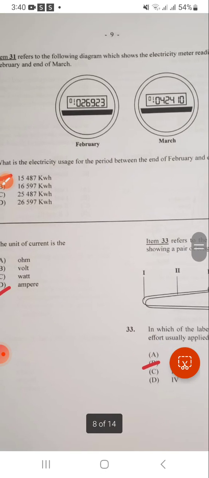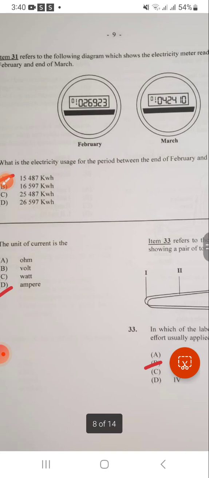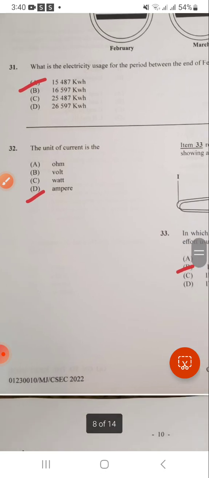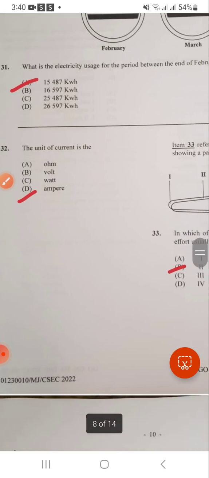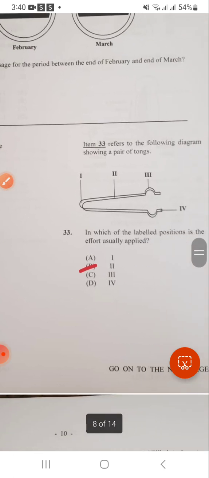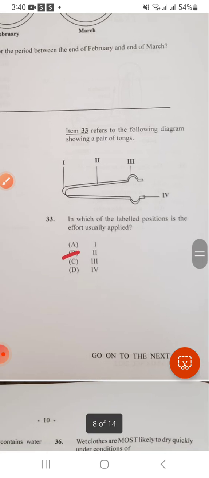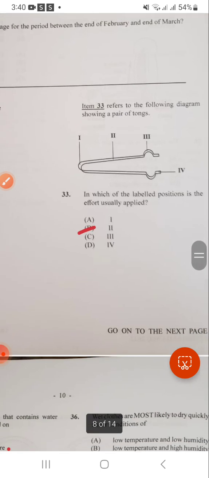We subtract the previous reading from the current reading. Number 32. The unit of current is ampere. Number 33. In which of the labeled positions is the effort usually applied? The effort is applied in 2, which is B.